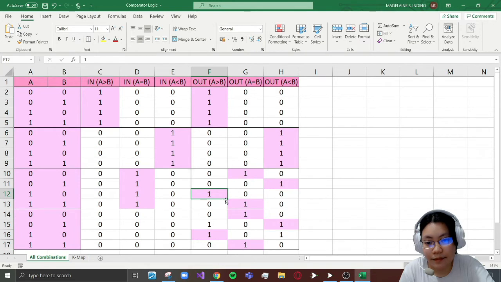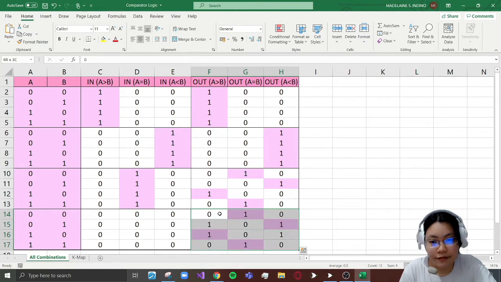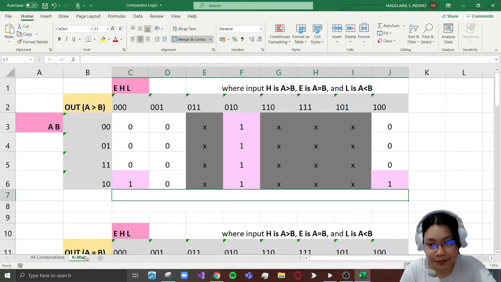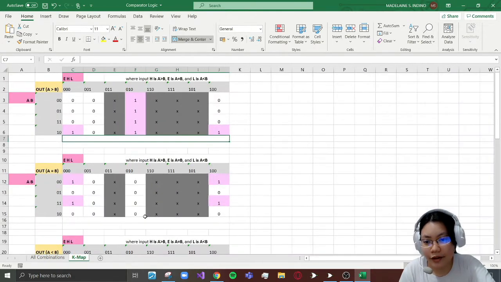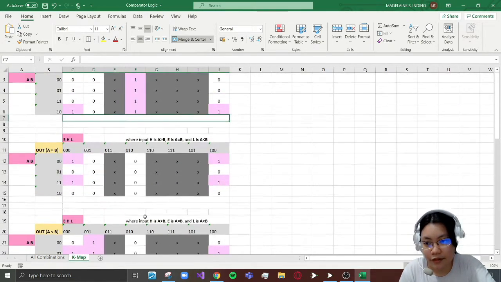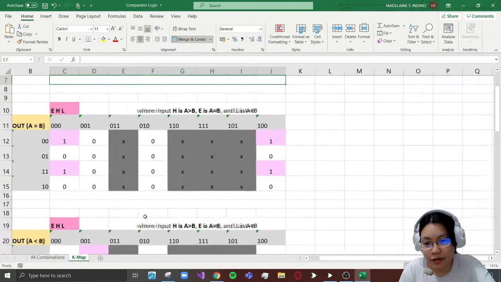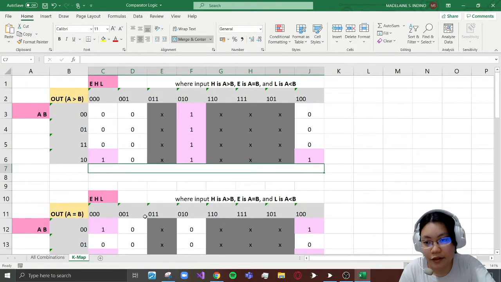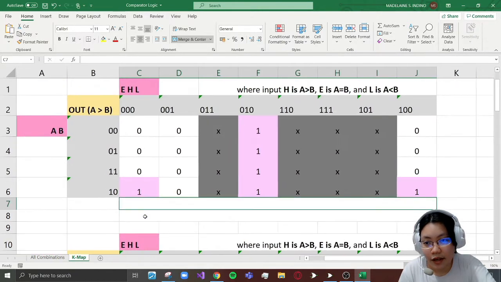And this pattern is also the same when there is no additional input. Okay, let us now move on to our Kmap. So I've already prepared 3 Kmaps for the 3 outputs that we can get. Let us first look at when A is greater than B.